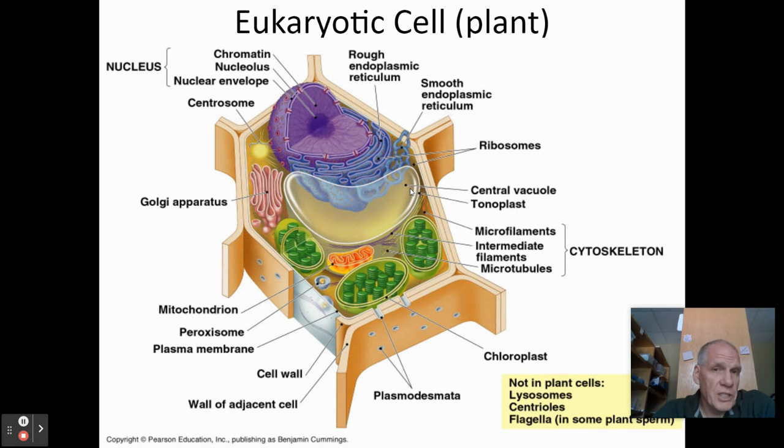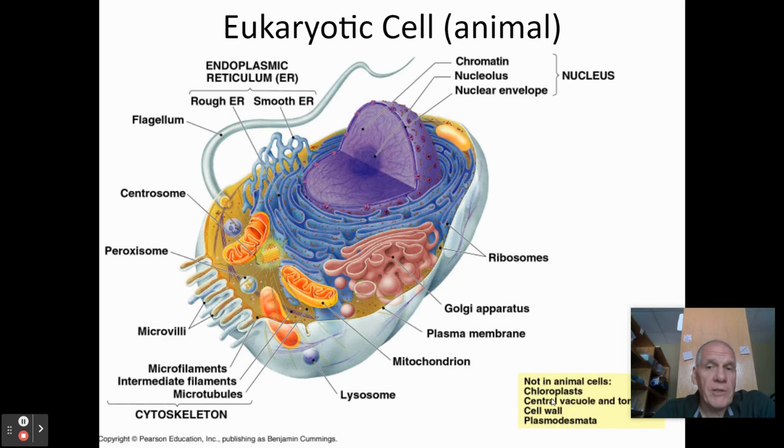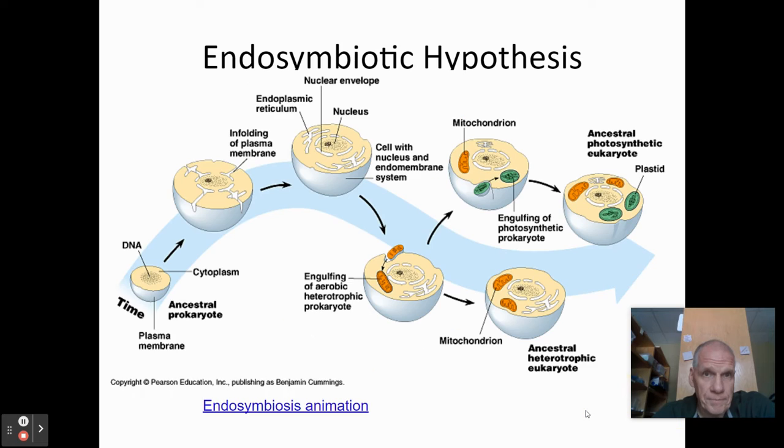And of course, we can see in a plant also, we see some of the structures there. And we see down here on the lower right hand corner, not in plant cells, things such as lysosomes, centrioles, flagella in mature plant cells. And the same thing in animal cells. We do not see chloroplast, a central vacuole, cell wall, nor plasmodesmata.